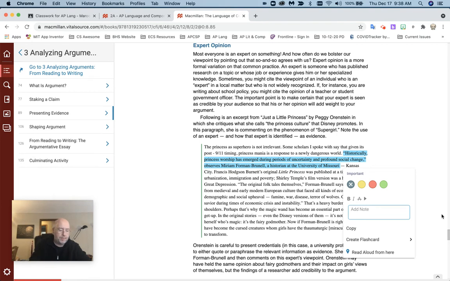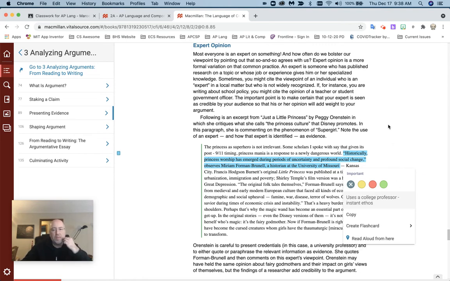So he uses a college professor, instant ethos, that kind of a thing. Now, that's what's explaining that.